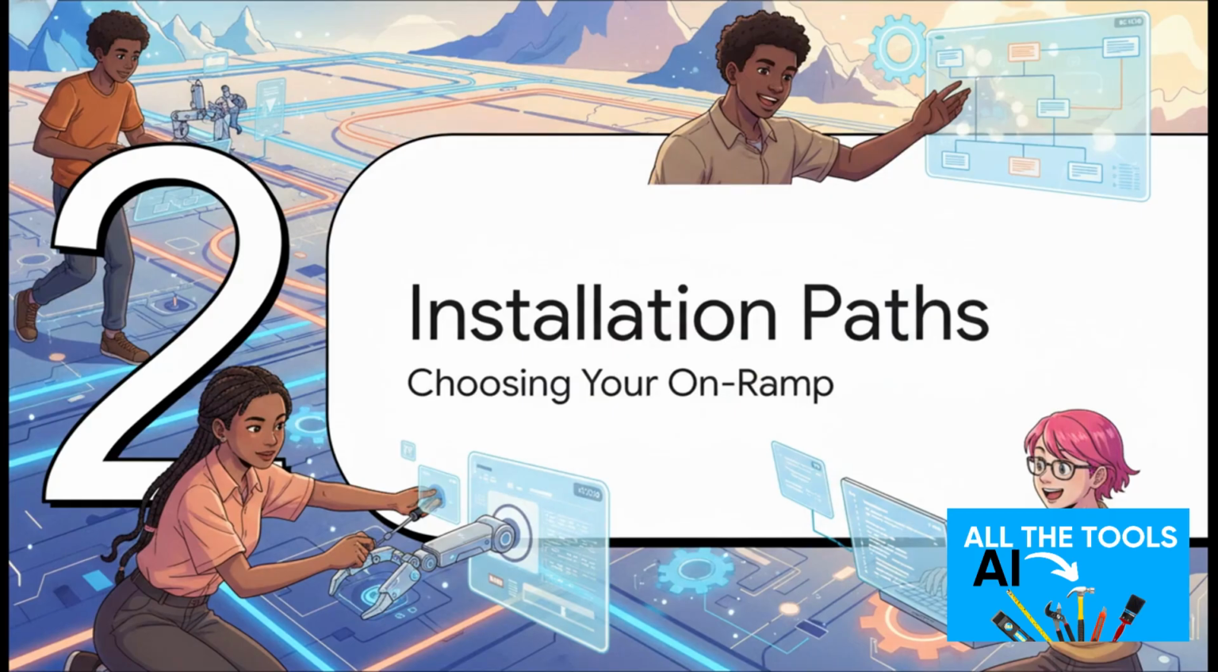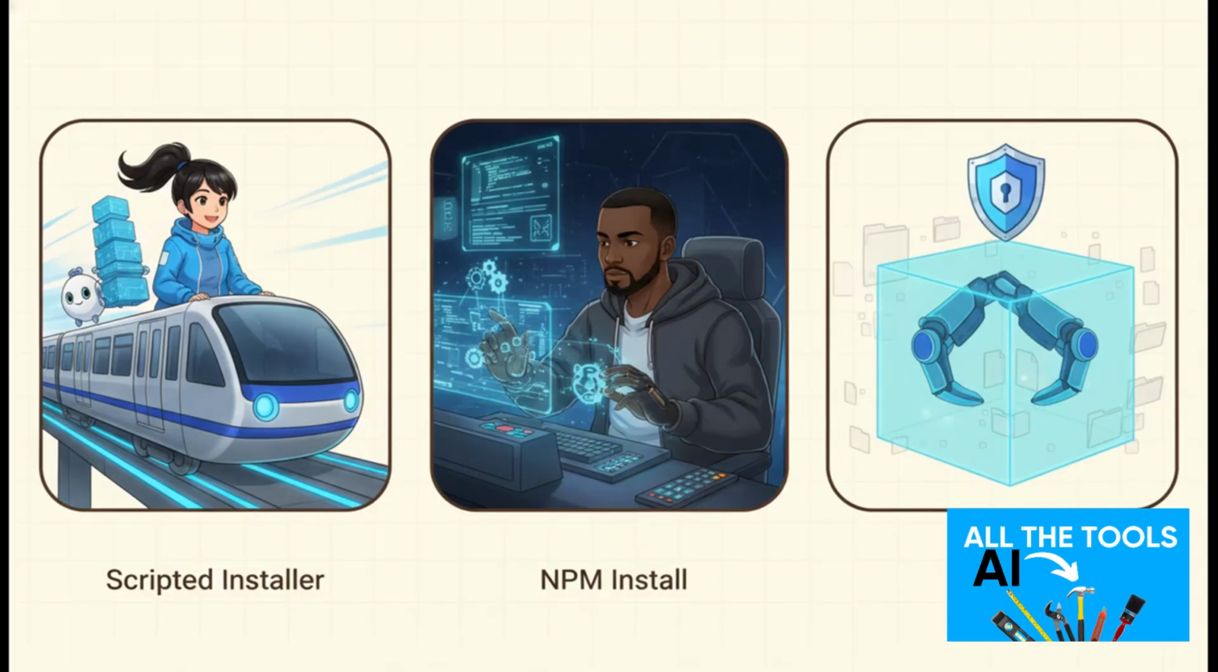All right, theory's over. Time to get our hands dirty and actually install this thing. There are a few different ways to get OpenClaw up and running, so let's figure out which path is the best one for you. You've basically got three main options here. First, there's the scripted installer. Think of this as the express lane. It's super fast and it handles most of the complicated stuff for you automatically.